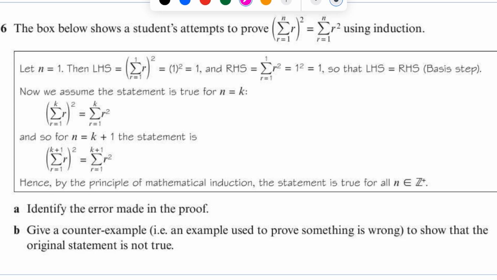Coming to question number 6, the box below shows a student's attempt to prove this by induction. Identify the error. So let us see what is the error. In the first step, he has proved that the left hand side equals the right hand side, the basis step is correct. The assumption step is correct. But the third step, the inductive step, has to be proved. That also has been assumed. So the third step is going to be an error.